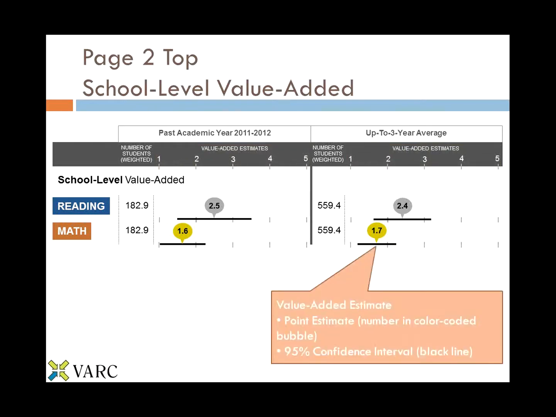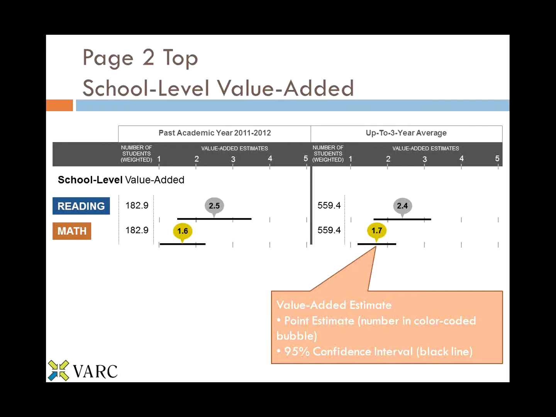We also have the meat and potatoes of this report. We have the value-added estimate in a color-coded bubble to help you with proper interpretation of these estimates. The number inside is our point estimate. That's our best statistical estimate of the effect of your school. But below that, we have our 95% confidence interval. That's kind of the give and take here.